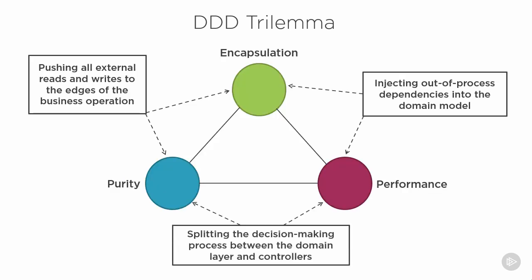Finally, the third option here is to split the decision-making process between the domain layer and controllers. This option helps with both performance and domain model purity, but it concedes encapsulation. With this approach, you need to introduce decision-making points or business logic in the controller. This is what we did initially when we put the email uniqueness check in the controller method.